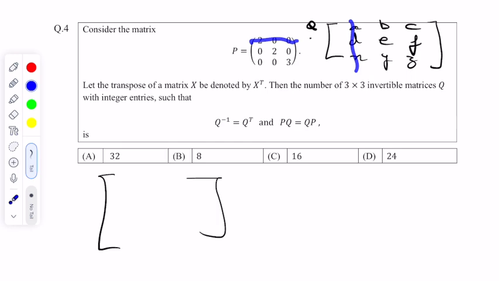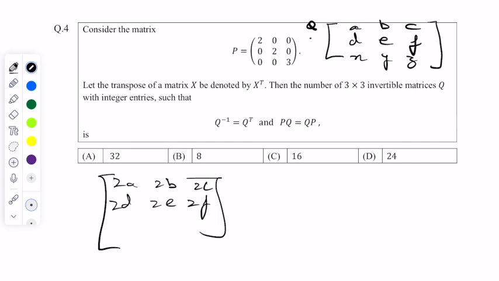We'll get 2a, next this into this will be 2b, next this into this will be 2c. So if you write it down, you'll see 2a, 2b, 2c. Similarly, for the next one, it will be this into this, that will be 2d, 2e, 2f. And similarly, for the last one, it will be this into this, this into this, this into this. So we'll get 3x, 3y, 3z. Now we can also find out QP.